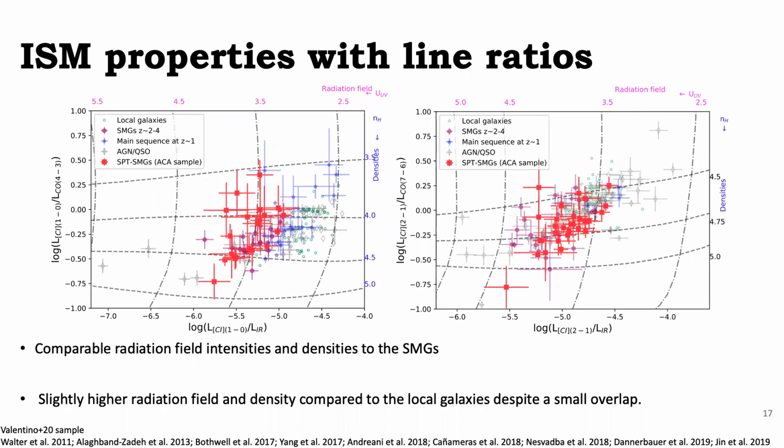When we plot our SPT-SMGs on this plot, what we see is we have a very similar radiation field intensity as well as density when compared to the SMGs of their sample. But we do have a slightly higher radiation field intensity and density compared to the main sequence and the local galaxies, despite there being an overlap.